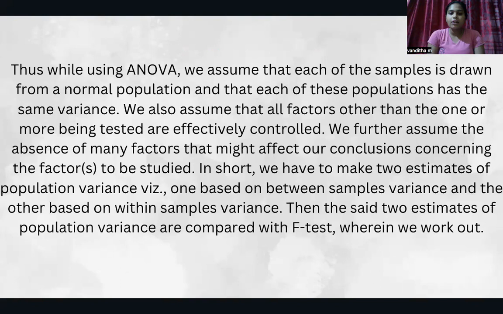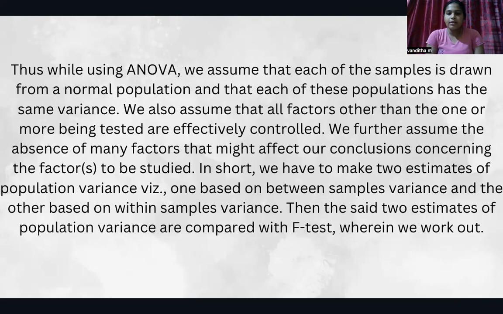We also assume that all factors other than the one or more being tested are effectively controlled. This is very important while performing ANOVA. We further assume the absence of many factors that might affect our conclusions, considering the factors to be studied. In short, we have to make two estimates of population variance: one based on between-samples variance and the other based on within-sample variance.